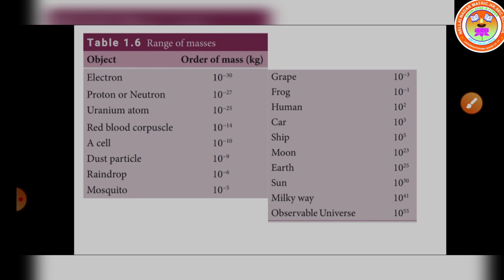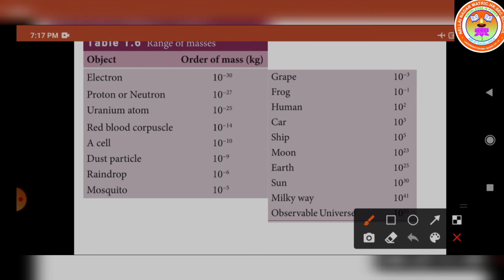Okay, now let us see. Some of the range of masses is given in the tabular column. Here the mass can be written in the order of mass. For example, we take electron. So, what is the mass of an electron? The electron value we take as 9.11 into 10 power minus 31 kilogram. Already we know this one. So, we write the electron in the order of mass value 10 power minus 30 kilogram.